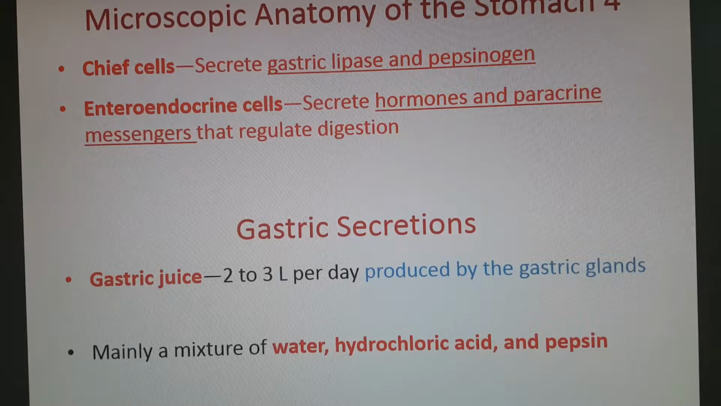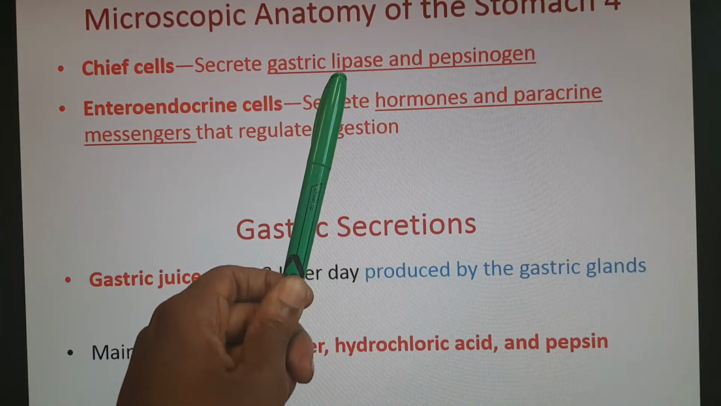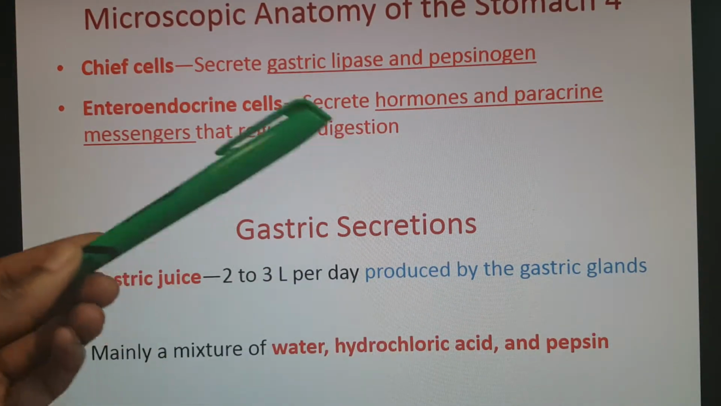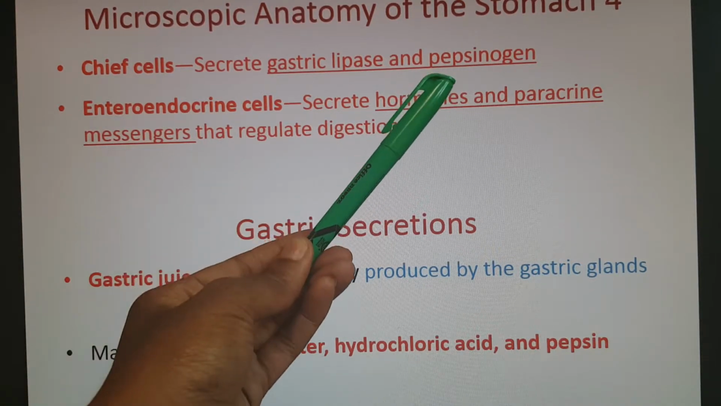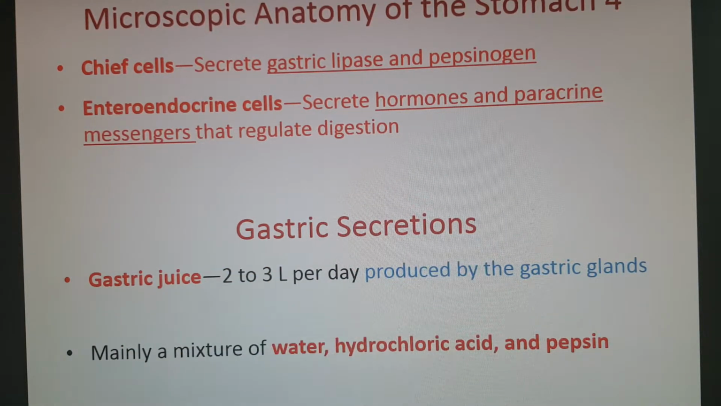Oops, sorry, I missed these other 2 cells. The chief cells help to secrete gastric lipase as well as pepsinogen. Lipase breaks down your fats, and pepsinogen breaks down proteins. So think peptide bonds are broken down by this pepsinogen enzyme. The pep part goes with the peptide bond. Then the last type of cell, your enteroendocrine cells, help to secrete hormones and other messengers to regulate digestion, just making sure all the activity for digestion keeps going the way it should.